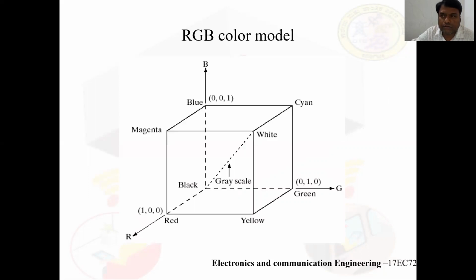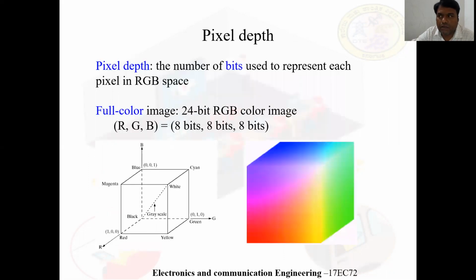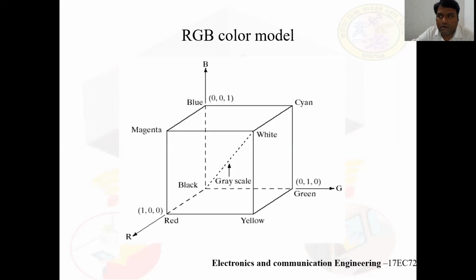RGB color model. In the RGB model, each color appears in its primary spectral components of red, green, and blue. This model is based on the Cartesian coordinate system. Let us consider the example of a color cube, where the RGB primary colors are at 3 corners and the secondary colors cyan, magenta, and yellow are at the other 3 corners. Black is at the origin, and white is at the corner farthest from the origin.